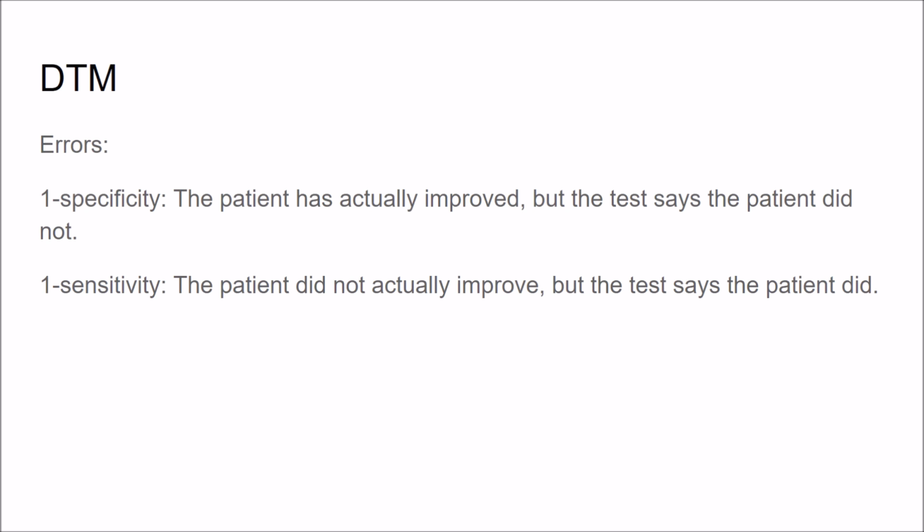There is another diagnostic error, which is the opposite of 1 minus specificity, and it is called 1 minus sensitivity. So in this circumstance, the patient did not actually improve. However, when we administer the outcome measure, it says the patient has actually improved. So that's inaccurate. Okay, so this is the second error.